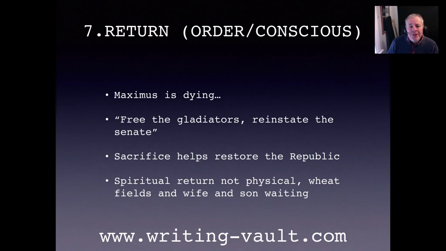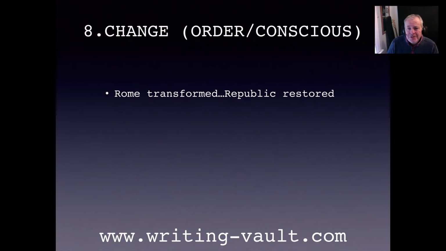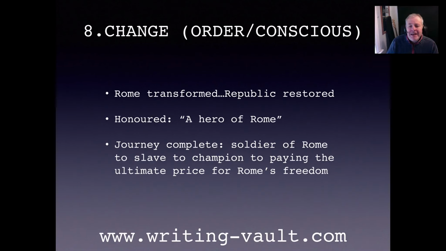So although he doesn't actually get to return to the world, he does get a spiritual return. And then the final step of the story circle is change, and Rome is transformed, the Republic is restored, and Maximus is honoured as a hero of Rome. He wasn't able to become a part of that as a living person, but in giving his life for that cause, he helped bring that all about. And now the journey's complete.